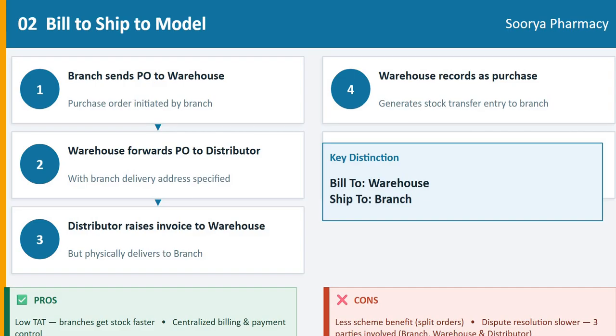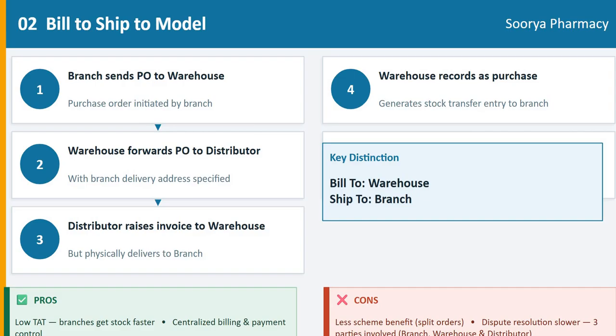Once the products are shipped to the branch, the distributor raises the invoice to the warehouse, and it is entered into their account. Now the warehouse just generates a stock transfer to the branch, and all the payments are recorded in the warehouse. So this was the flow of bill to ship to.